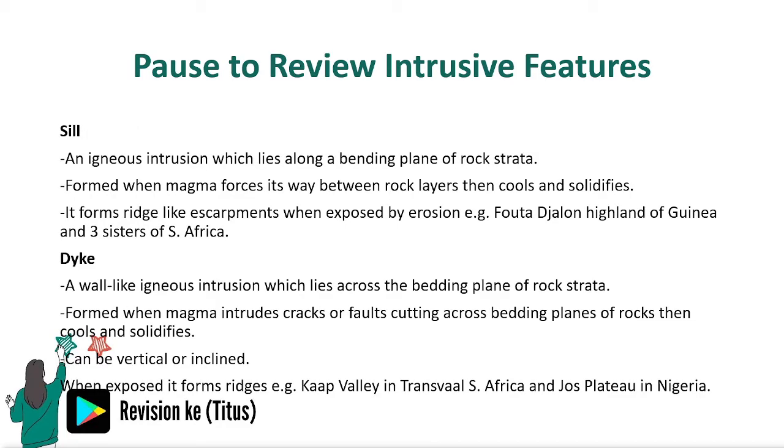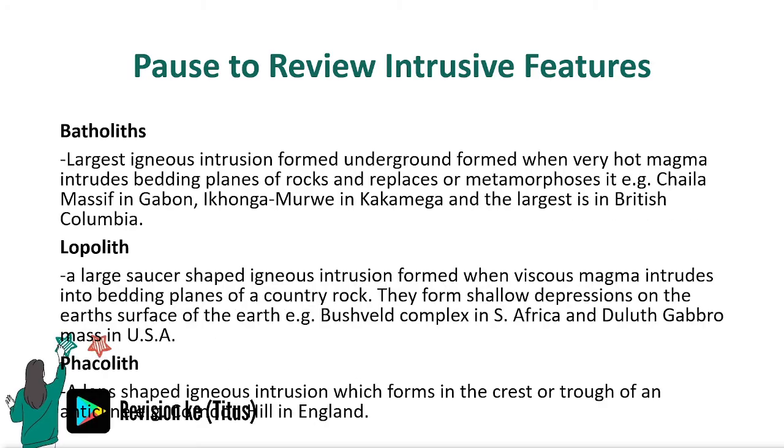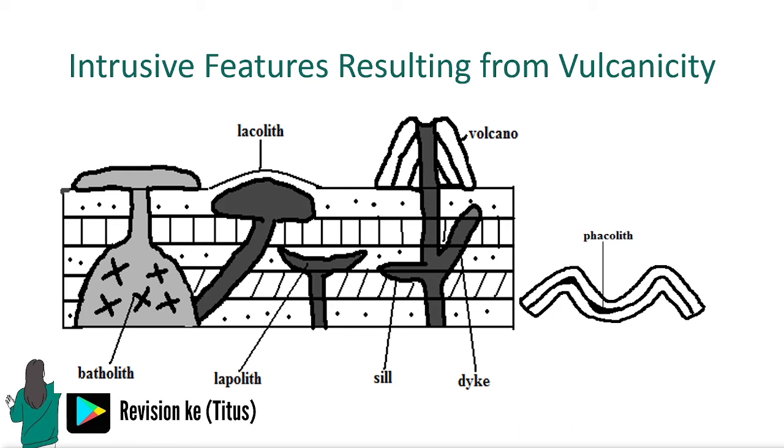We have the sill, which is an igneous intrusion which lies along a bedding plane of rock strata. We have the dike, a wall-like igneous intrusion which lies across the bedding plane of rock strata. We have the batholiths, the lopoliths. So I'll head back to the image so that you can try map the information we've discussed onto the image.